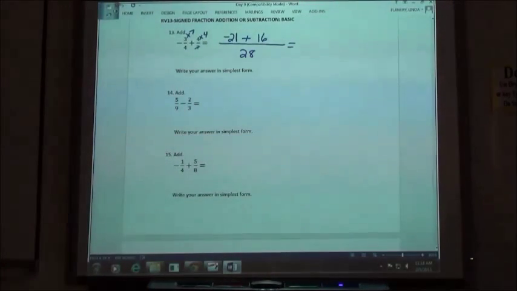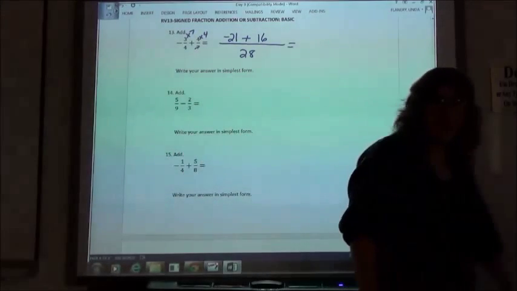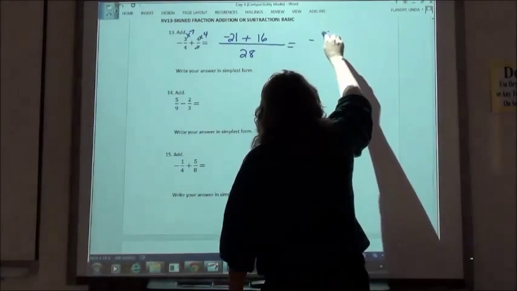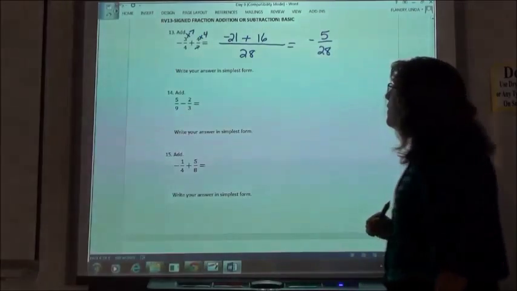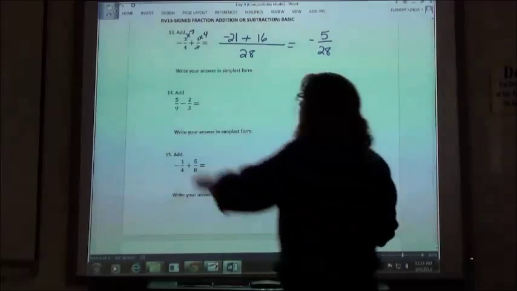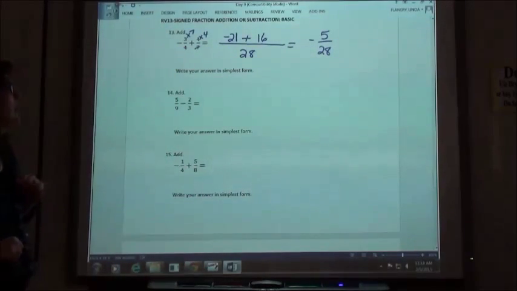Now I just do the work on the top of my fraction. I'm going to take negative 21 plus 16. Negative 21 plus 16 is negative 5. My denominator is 28. When I put that in on Alex, the negative will be in front of the fraction instead of on the top. Just like here we have negative 3/4. Our answer is negative 5/28.